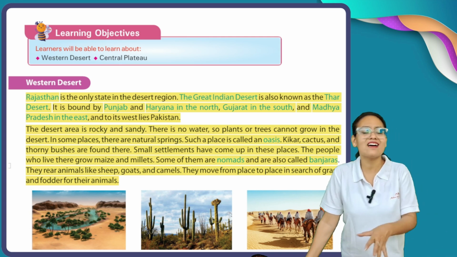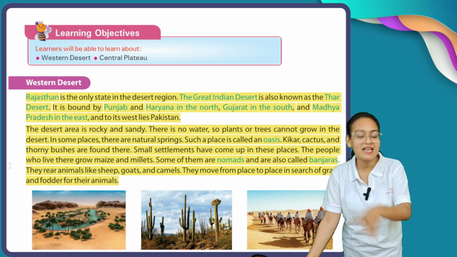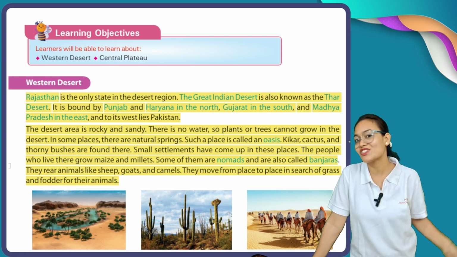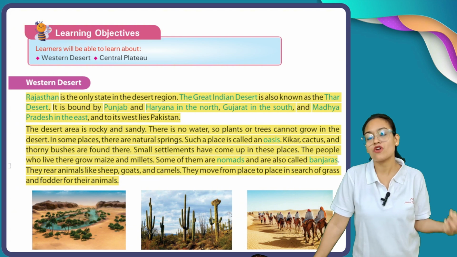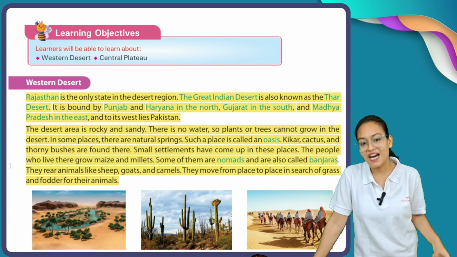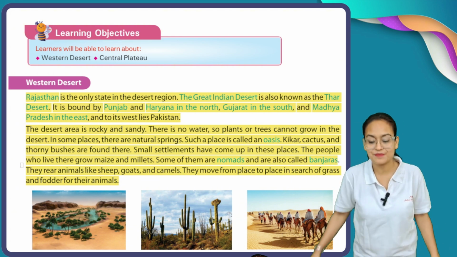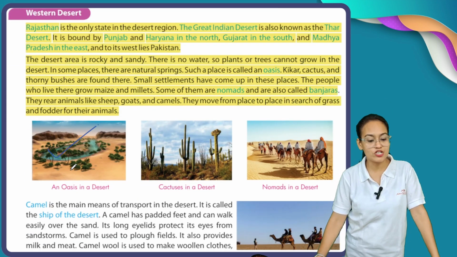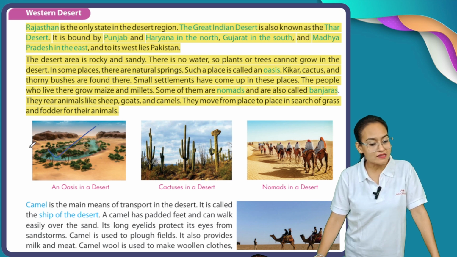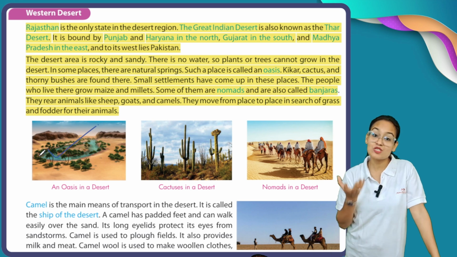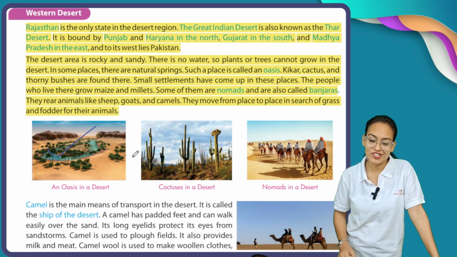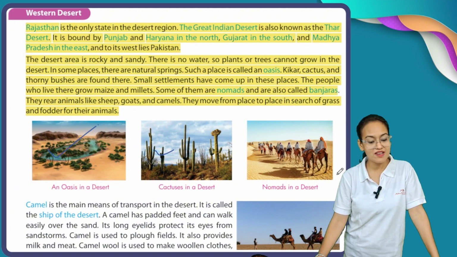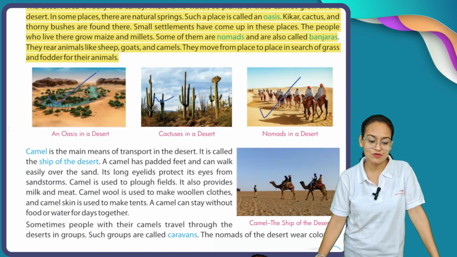And why are they called banjaras? Why can't they stay at one place? Because there is a scarcity of water. That's why, in search of food and water, they have to move from one place to another. Now, my dear students, here you can see the oasis in the desert. You can see it is a completely desert area, and in between this desert area, a small area is covered with water. This is cactus. Cactus grows in the desert area, and they are the nomads.